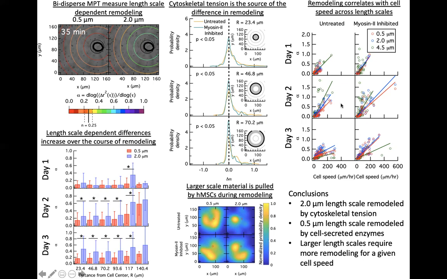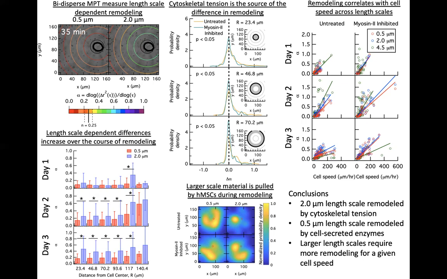We've also shown that the cell speed correlates differently with each particle size on each of the 3 days post encapsulation, indicating that as the material changes on each of the three different length scales, the HMSC is remodeling them differently, and different alpha values are required for the different length scales to achieve a given cell speed.